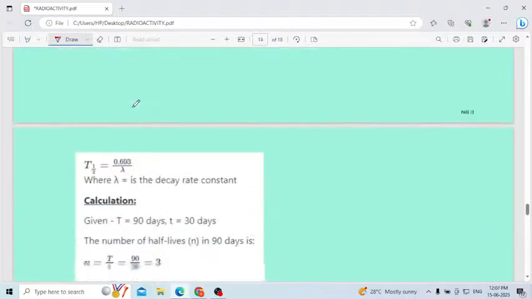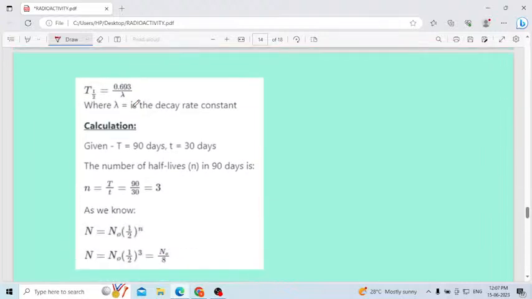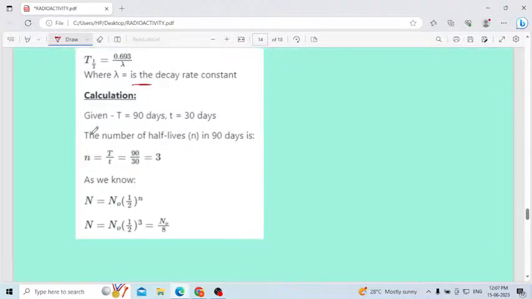What is the amount after 90 days? Let us see the calculation here. T half will be equal to 0.693 divided by lambda, where lambda is the decay constant or disintegration constant. Here capital T is given as 90 days, and small t is 30 days.